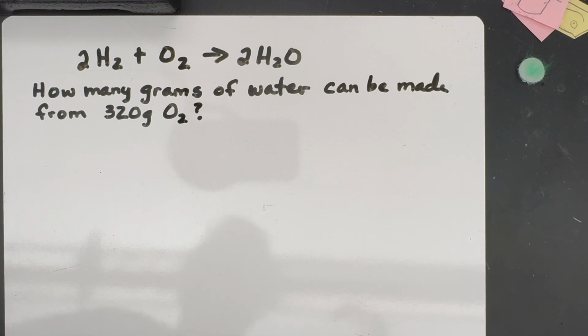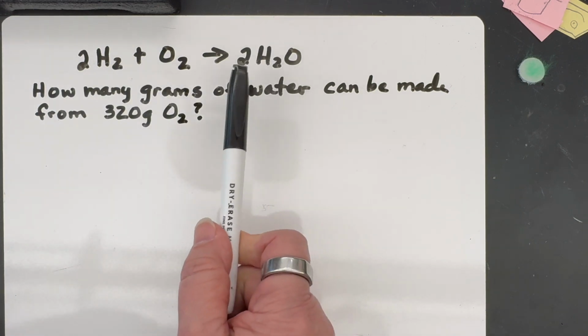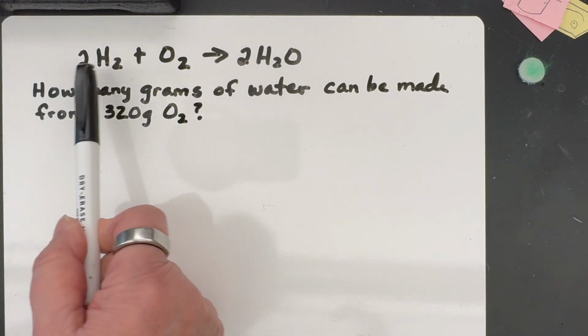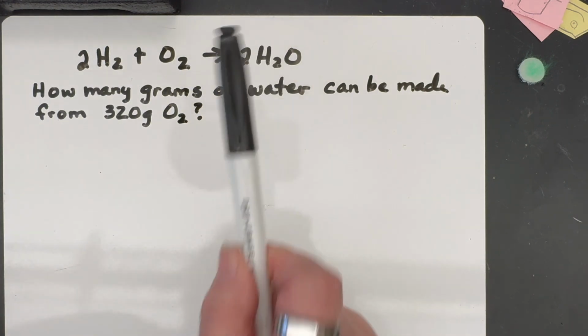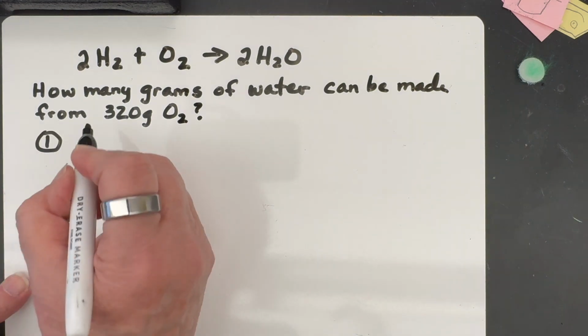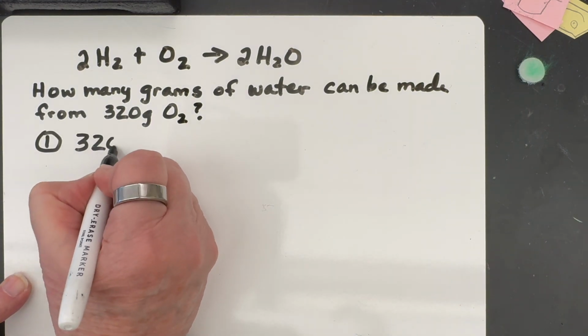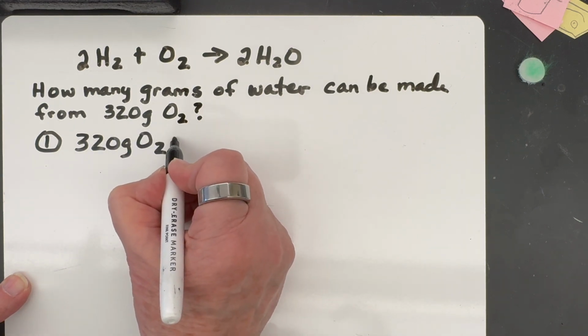Stoichiometry means that you need a balanced chemical equation because you need the coefficients. Remember, if there isn't one, you assume it's a 1. You need the coefficients to solve the problem. So the first step is always to take whatever you're given to moles. If it's already moles, you get to skip the first step. So we're given 320 grams of O2. We want to get this to moles.